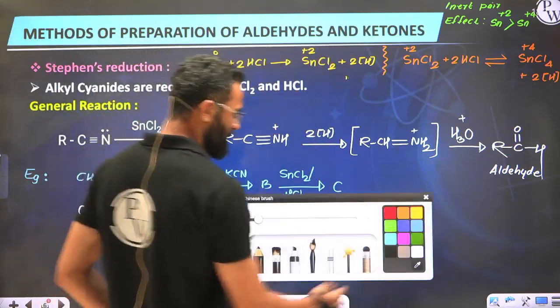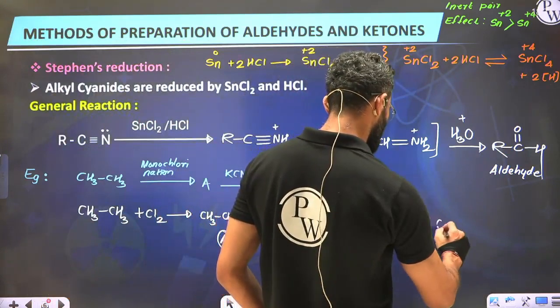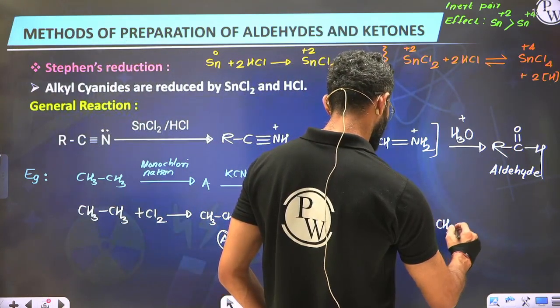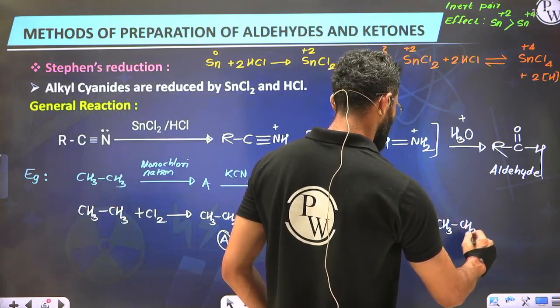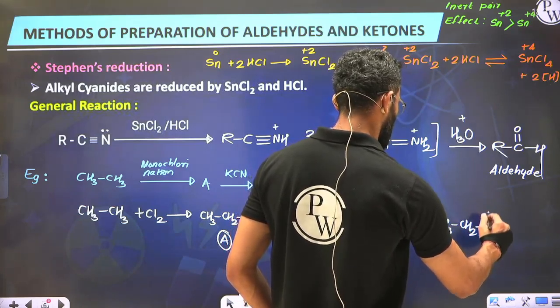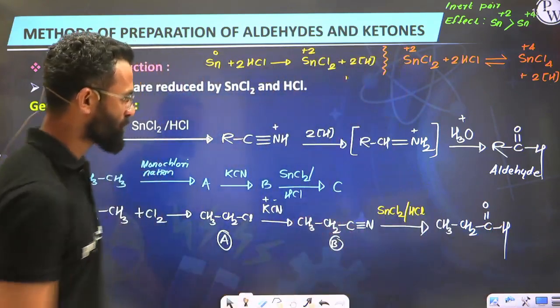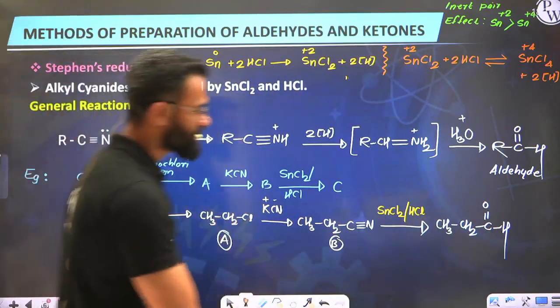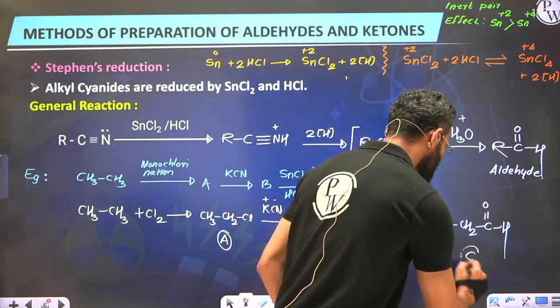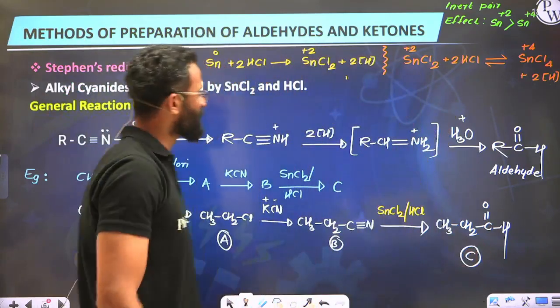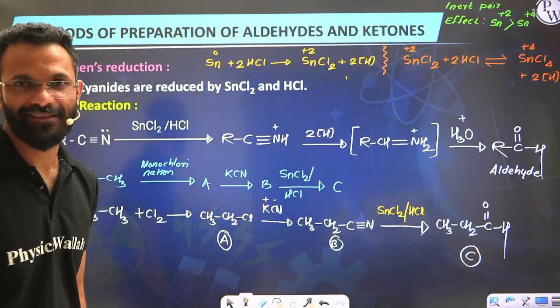So straight away, I'm not doing the entire mechanism again. CH3, CH2 have been converted to aldehyde. So the product that they asked us, C, is nothing but propionaldehyde. So guys, that is the application of this Stephen's reduction.